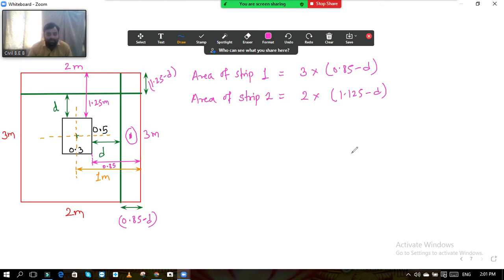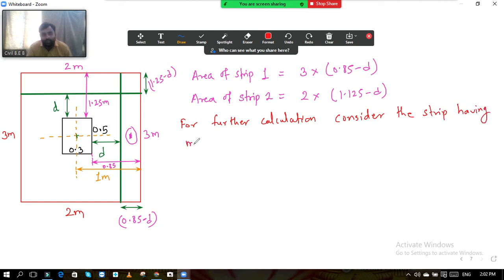So now consider the strip which is having maximum area. That is the thing. Now for the further calculation, here I will write for further calculation. For further calculation, consider the strip having maximum area.